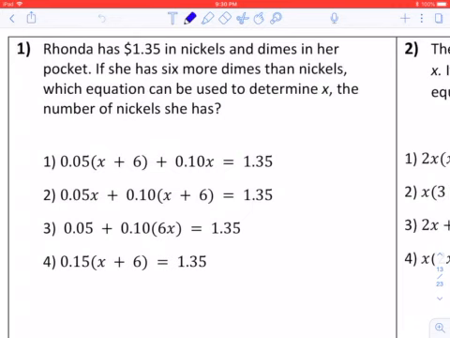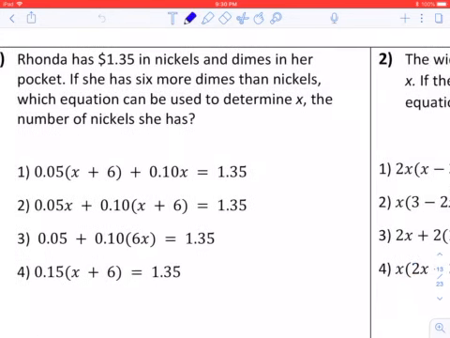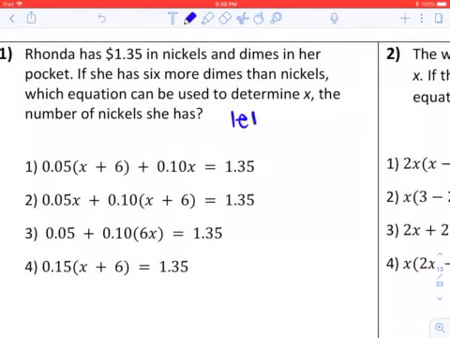Number 1, Rhonda has $1.35 in nickels and dimes in her pocket. If she has 6 more dimes than nickels, which equation can be used to determine X, the number of nickels she has? So we know we always start these problems with let statements, and this is telling you what nickels is going to be. So normally we would say nickels equals N, but this is telling you that nickels is X.